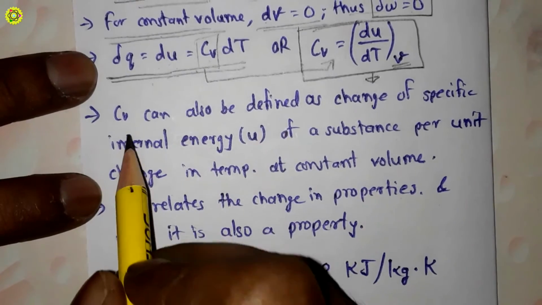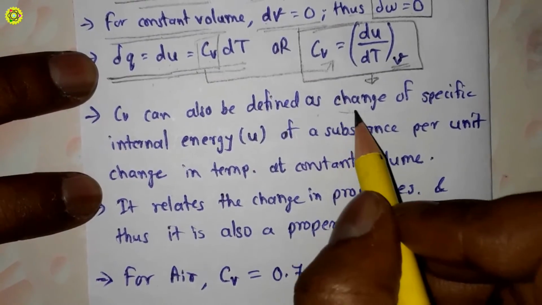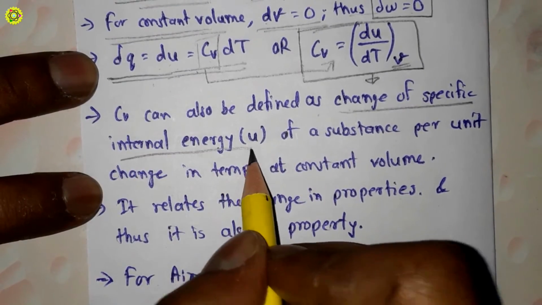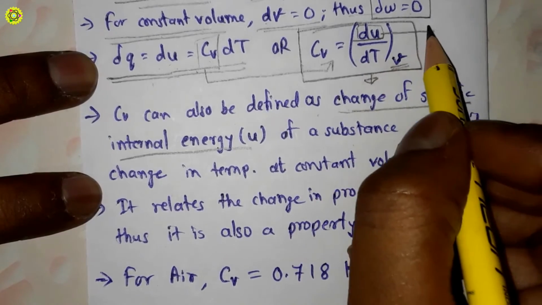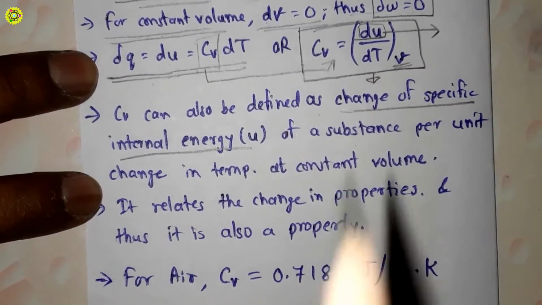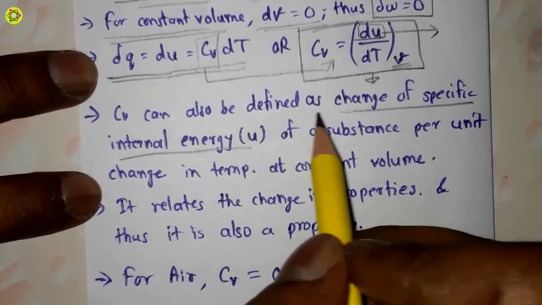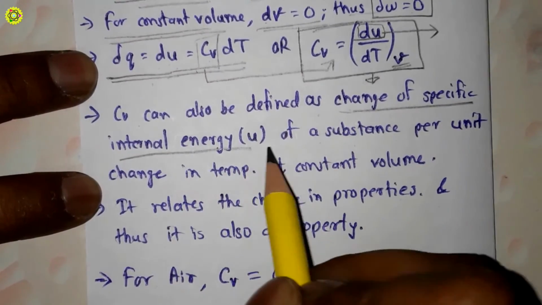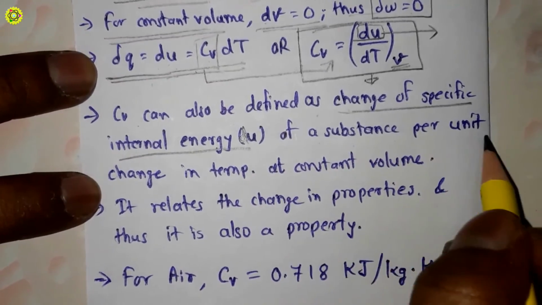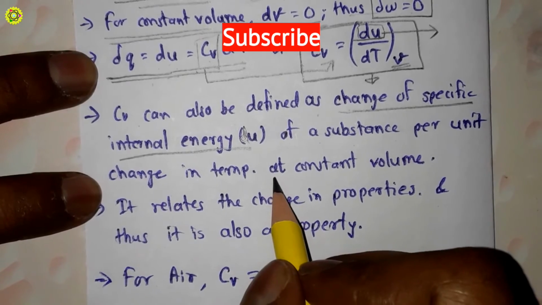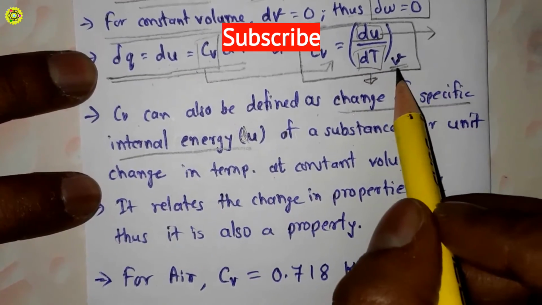Specific heat at constant volume can be defined as the change in specific internal energy of a substance. Cv can also be defined as the change in specific internal energy, du, of a substance per unit change in temperature at constant volume. dT is the change in temperature at constant volume.